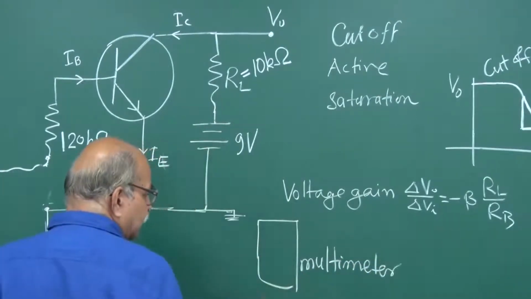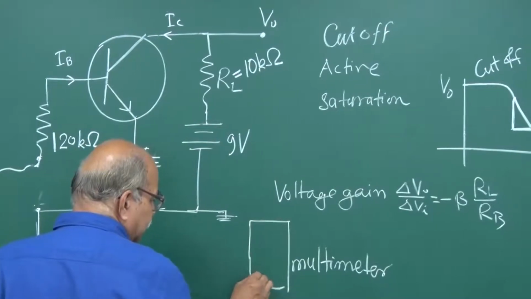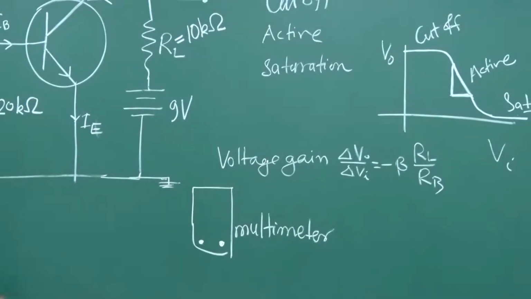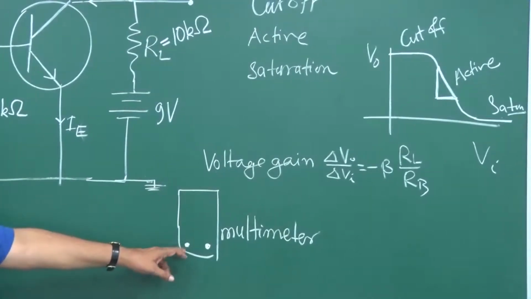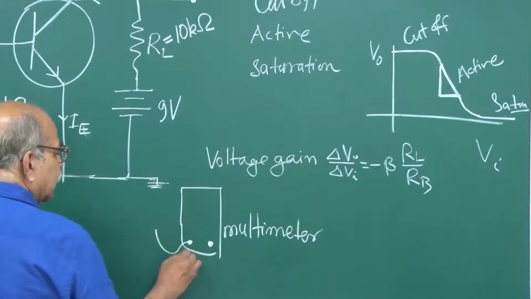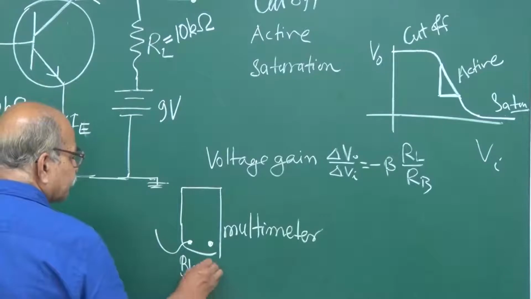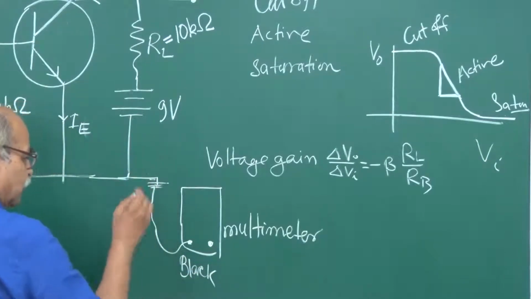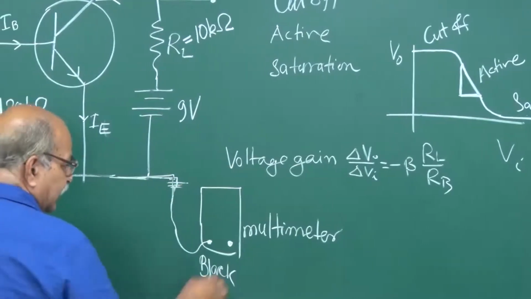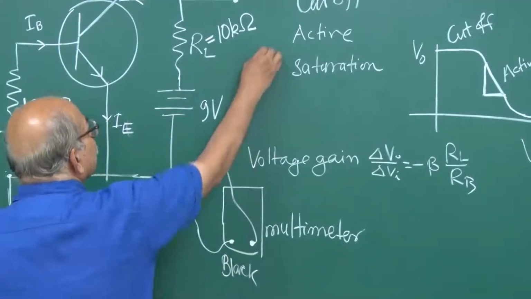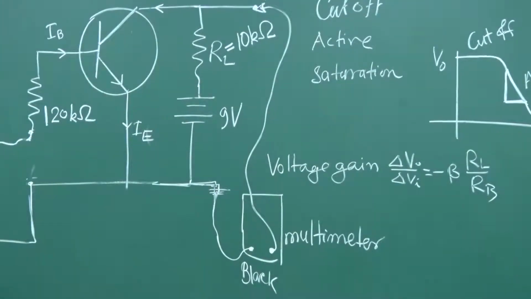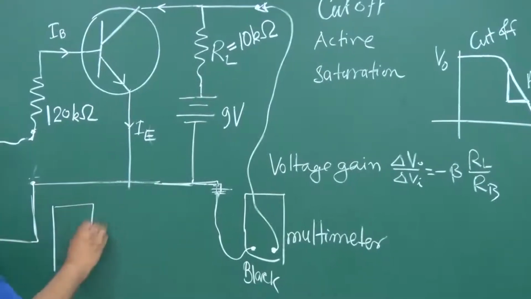A multimeter also has two terminals. One terminal is black, one terminal is red, and the black one is supposed to be connected to that zero potential. So we will take a lead from here, and that black terminal will be connected to this 0 point, this line here. The other terminal will be connected here, so that it can measure this VO. Similarly, we have to measure VI, so we will take another multimeter.